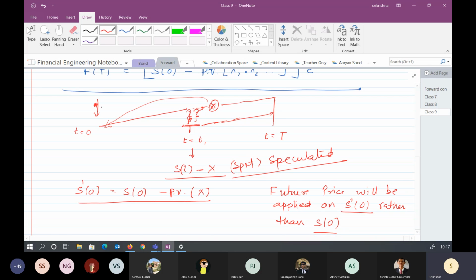Akshat, Soumyadeep, Paras. Yes, come again. Sir, the dividend is an add-on, more of a benefit. So why are we subtracting it from the spot price? Right, because let's say that you are entering into the forward contract with me, correct?